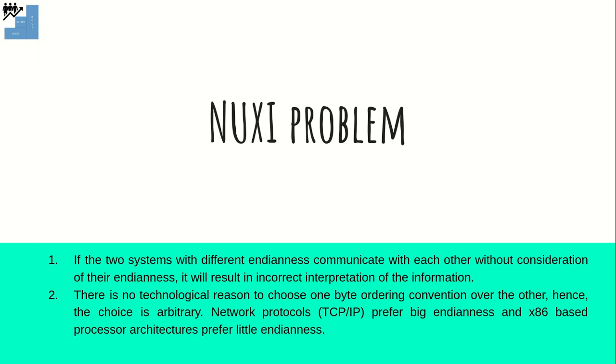Okay. Now there could be one question: what is the reason for having different endianness? There is no technological reason to choose one byte ordering over the other, but generally in different fields the work started with different endianness, and certain fields tend to remain with that endianness only. So for example, network protocols prefer big endianness, whereas x86 based processor architecture prefers little endianness.